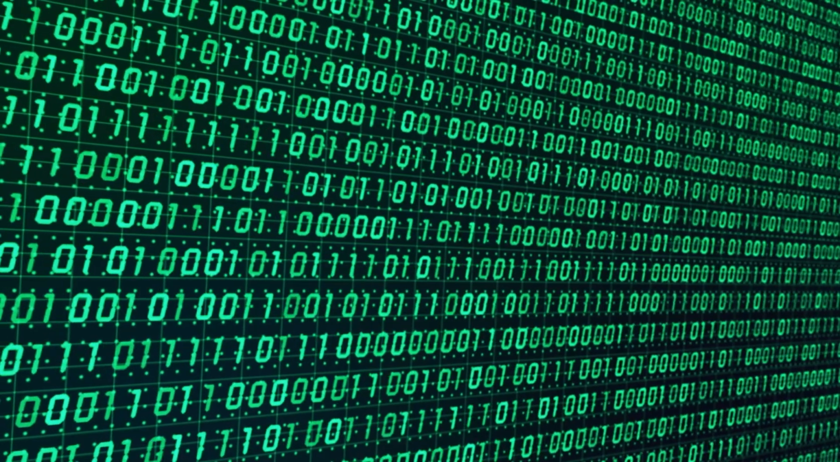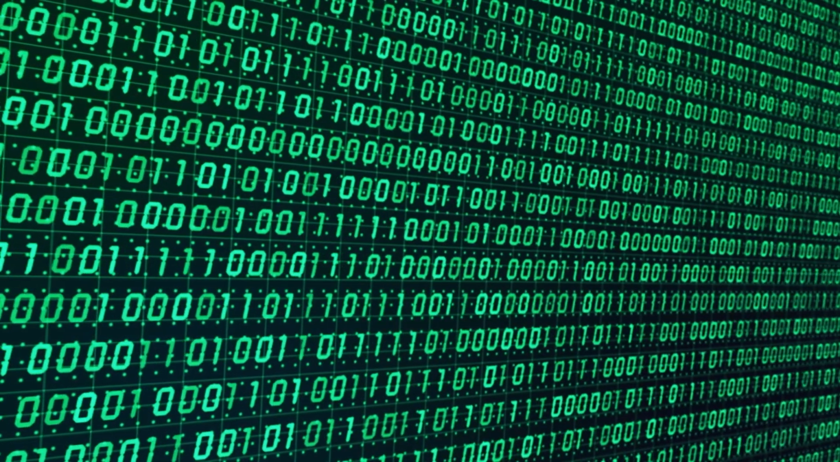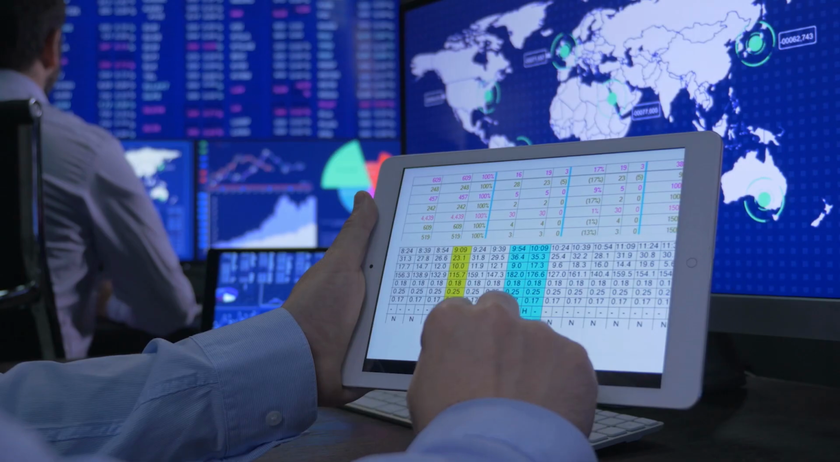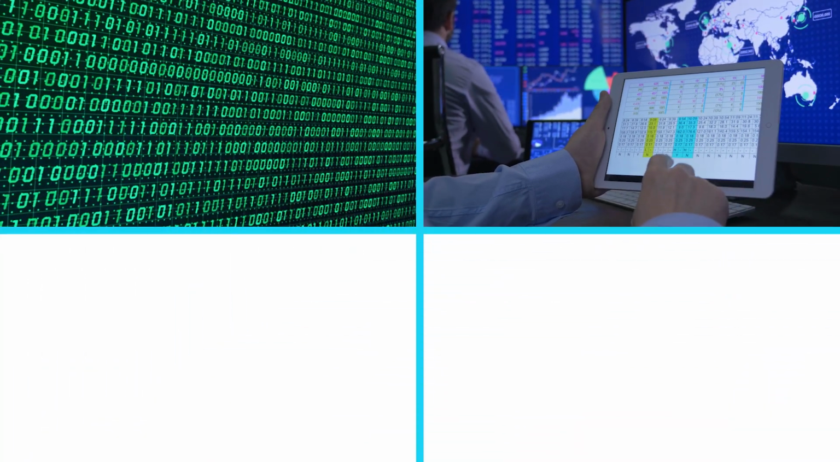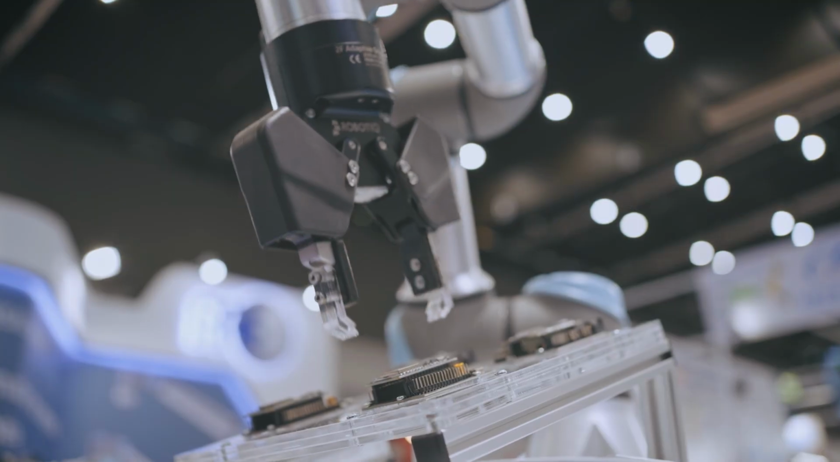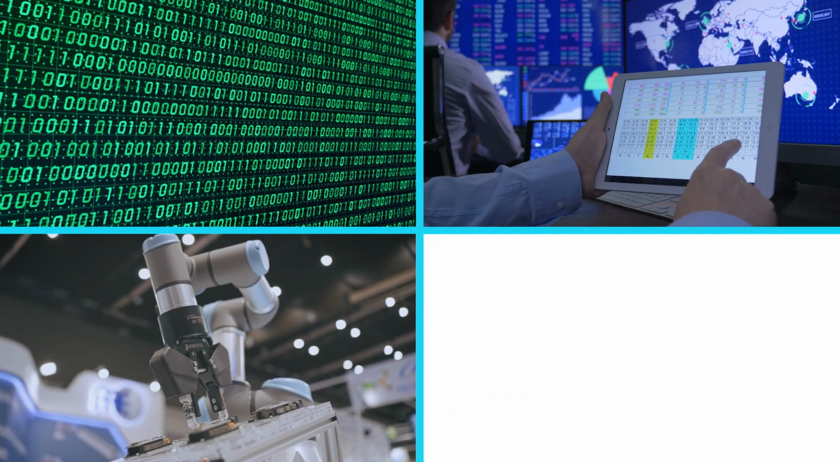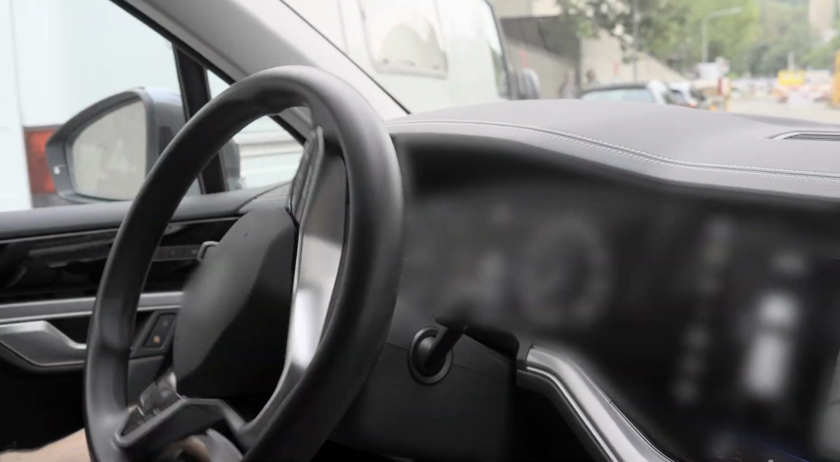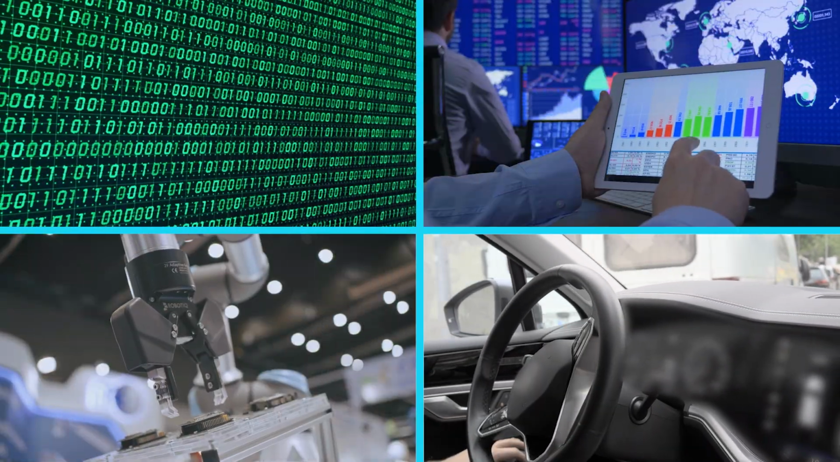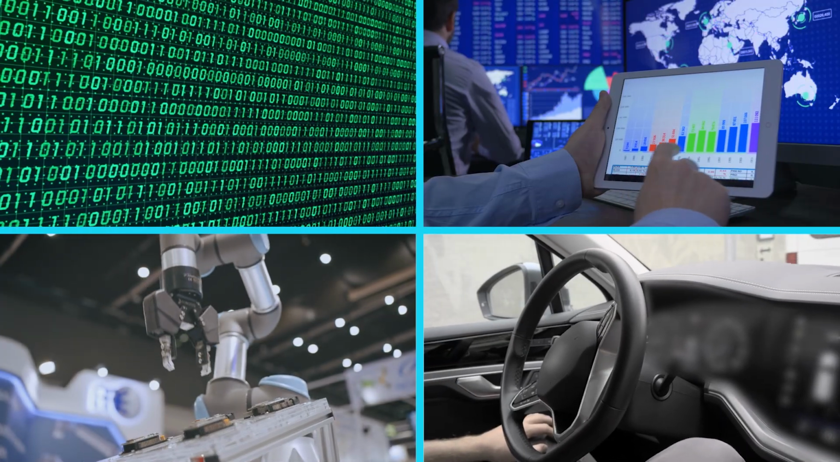Computers can perform complex mathematical calculations in a fraction of a second. They can provide data at the touch of a finger. They can perform certain tasks more quickly and more efficiently than a human. And they can even drive our automobiles.